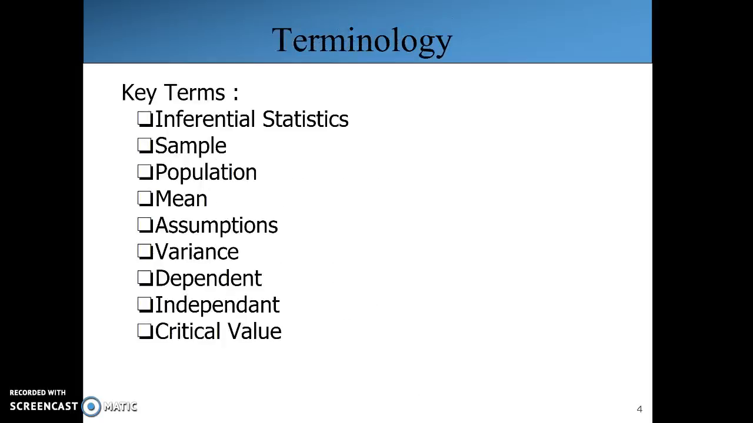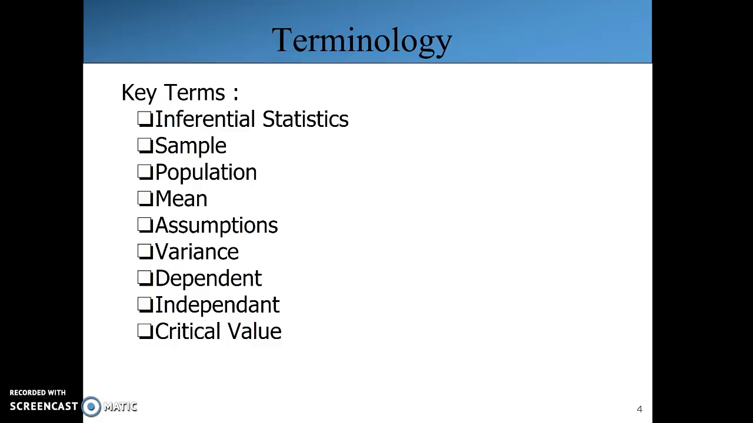Here are some keywords to become familiar with. Inferential statistics is used to make judgments about the population. The mean is the average. The sample is the set of data collected from a statistical population. A population in statistics refers to the total number of observations that can be made. Assumptions: basically all statistical tests are performed based on a set of assumptions. When these assumptions are violated, the results of the analysis can be misleading.